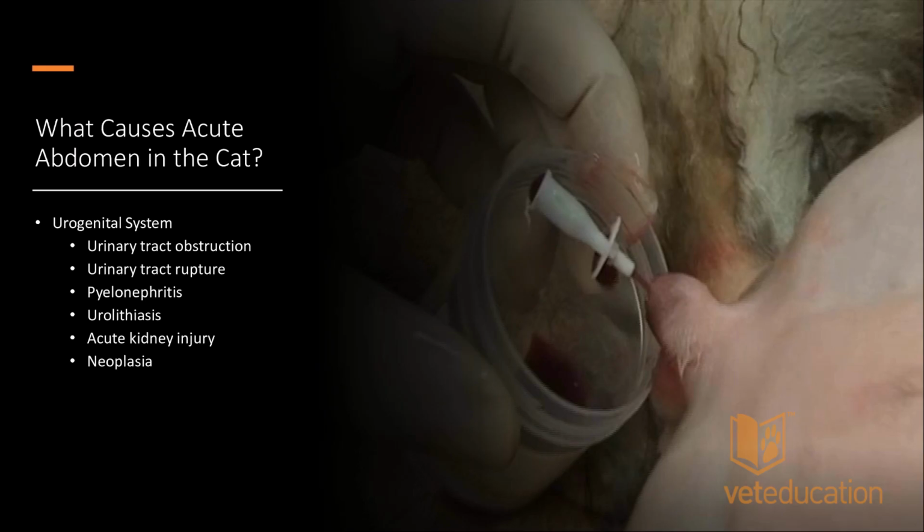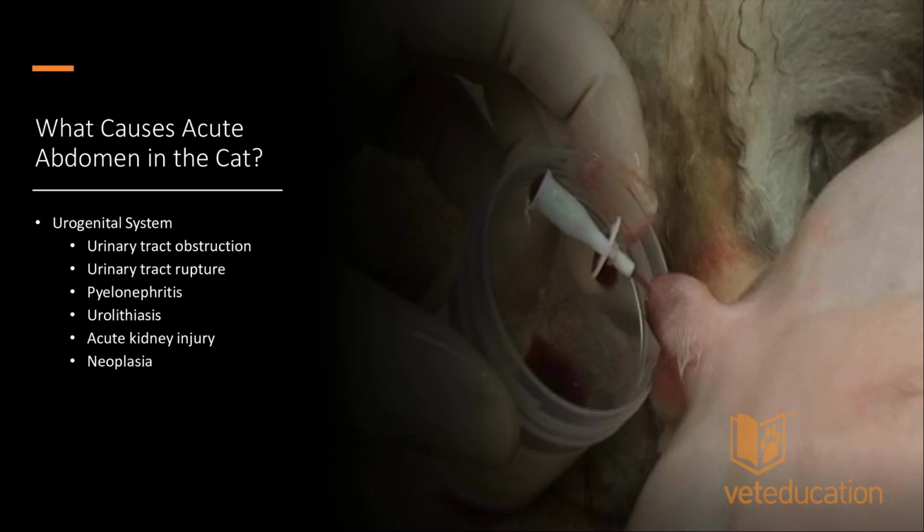Acute kidney injury is another potential cause of acute abdominal pain in the cat. Any time when you get acute kidney injury or acute kidney failure, you can get quite significant swelling of the renal parenchyma and again stretching of the renal capsule causing quite significant kidney pain.